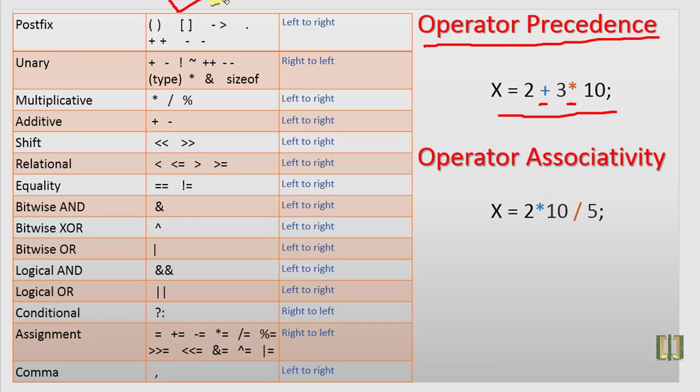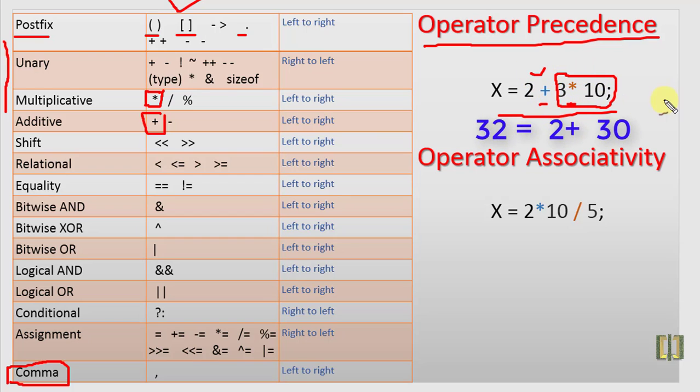And here in this table, it is shown that the postfix operators have the highest precedence, like parentheses, brackets, dot operator, etc. And the lower we go in the table, the precedence level decreases. The comma operator has the lowest precedence in C, and as you can see in the table, multiplication has higher precedence than the addition operator. So in the example, the multiplication is going to be performed first and then the addition. So the result is going to be 30 plus 2, 32.